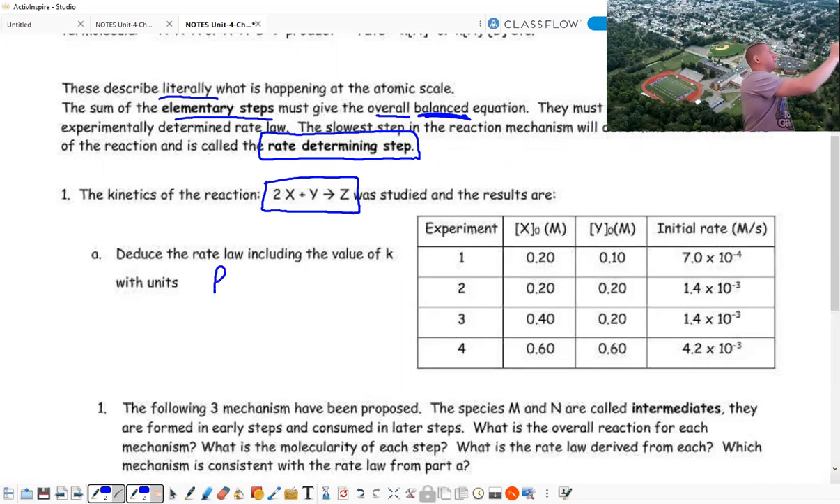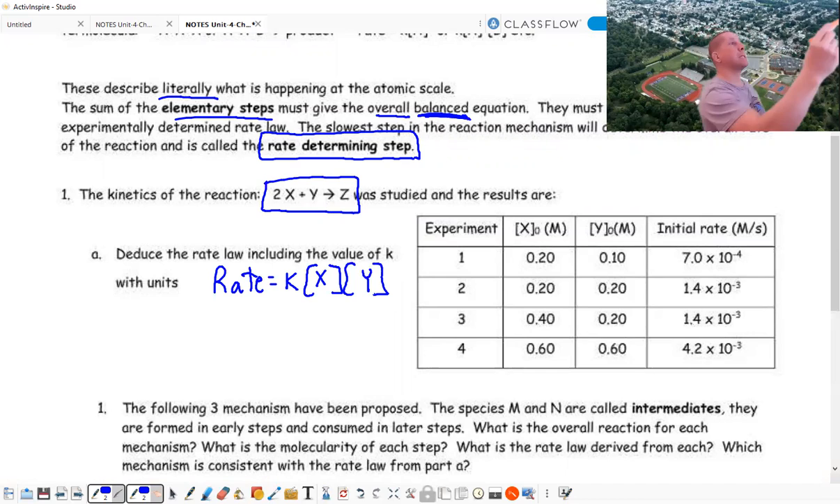Deduce the rate law, and then calculate the value of k with the correct units. All right, so our two reactants are x and y. Remember, you do not include products in a rate law. I'm just going to run through it quickly.